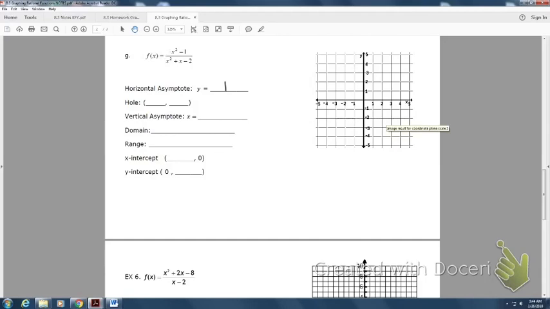So again, I'm going to come over here and graph my asymptotes. When I know where they are, that's going to start to give me a picture as to what this graph is going to look like.